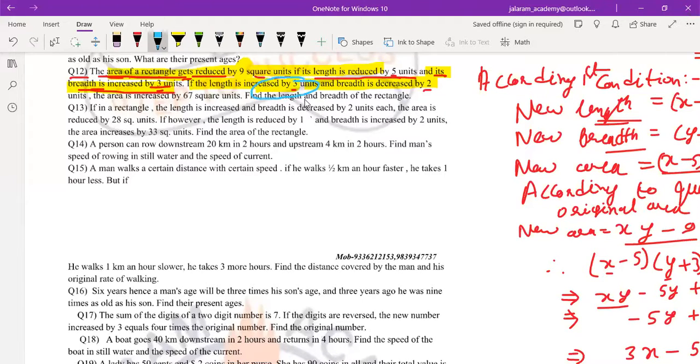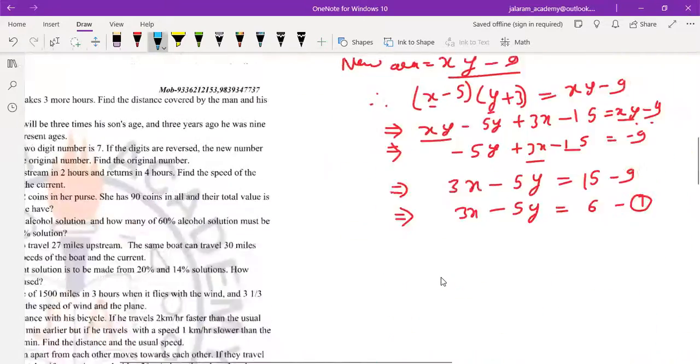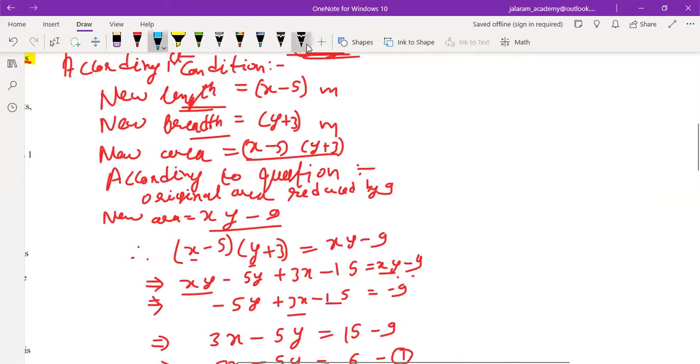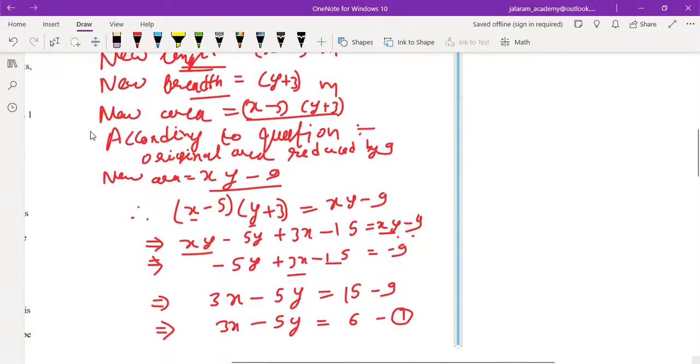Length is increased by 3, okay, x plus 3. Breadth is decreased by 2, y minus 2. So the new area is new length into new breadth, again x plus 3 into y minus 2. When we discuss the second condition, we have nothing to do with the first condition. Forget this. When you form the second condition, forget the first condition. Read the second condition only.